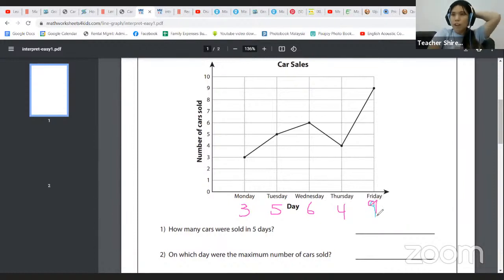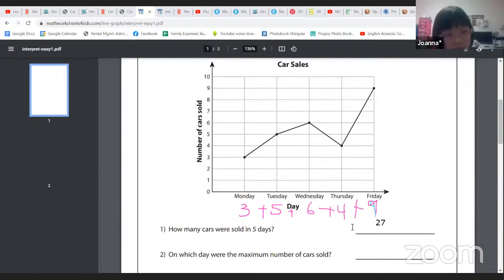How many cars are sold in 5 days? So all you need to do is plus together. Okay, Yuna, you plus together, what do you get? 5 plus 3 plus 6 plus 4 plus 9, how much? 27. Very good. So you get 27.